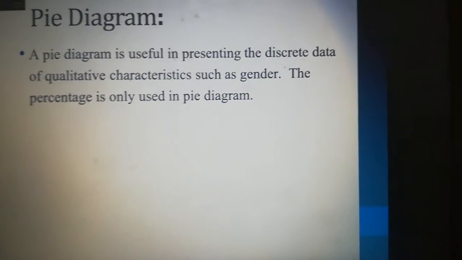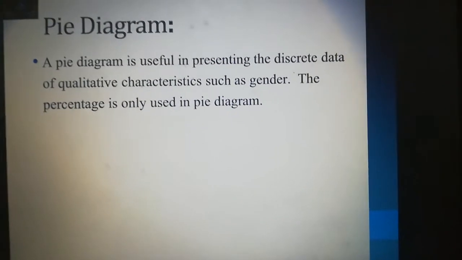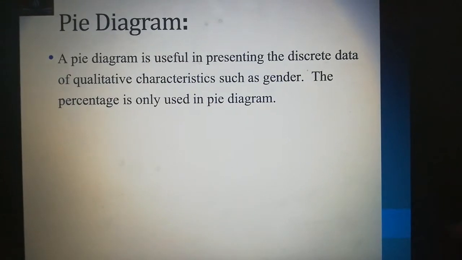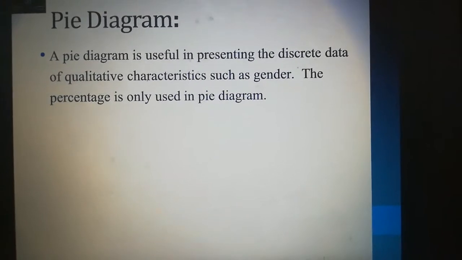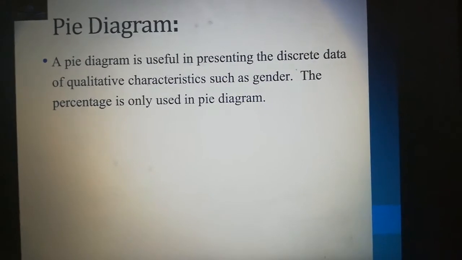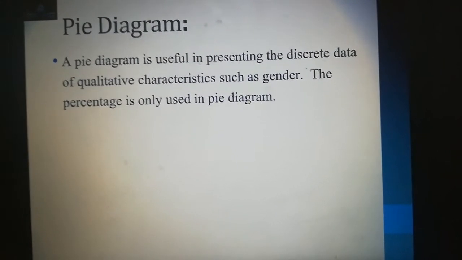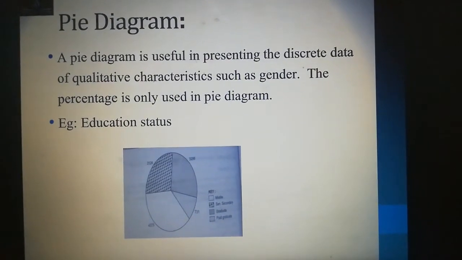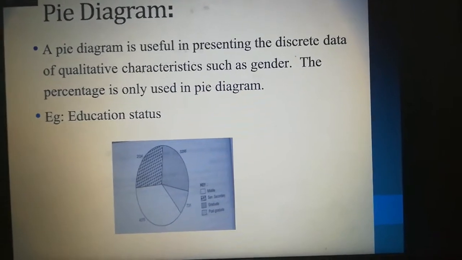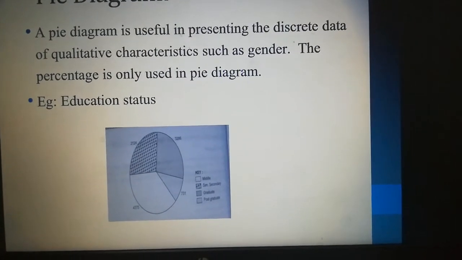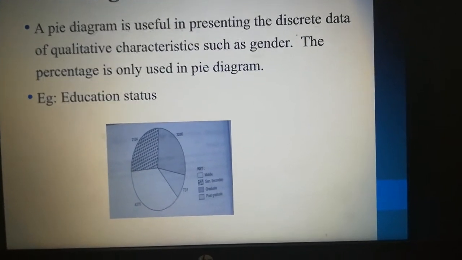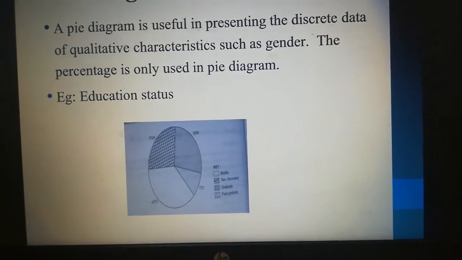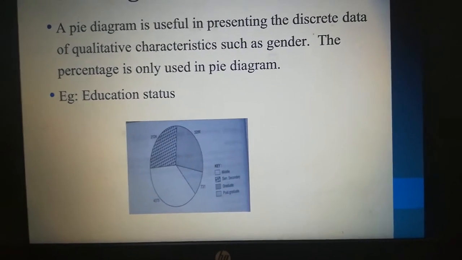Okay. Next one is the pie diagram. It's usually useful in presenting discrete data like gender and educational status, and we always find the percentage, which will be represented in the pie. For example, one pie diagram is about the educational status of the people, whether educated, highly educated, or no education.